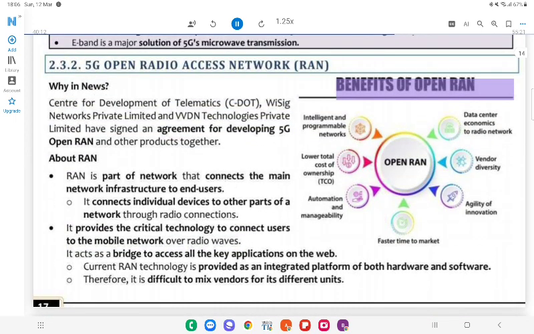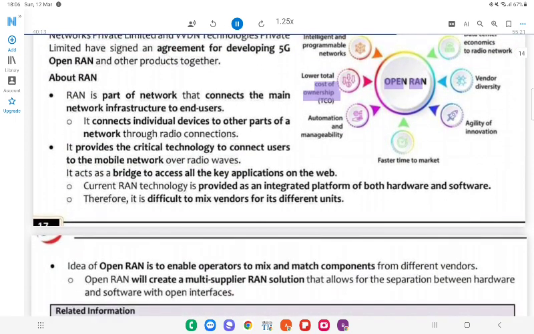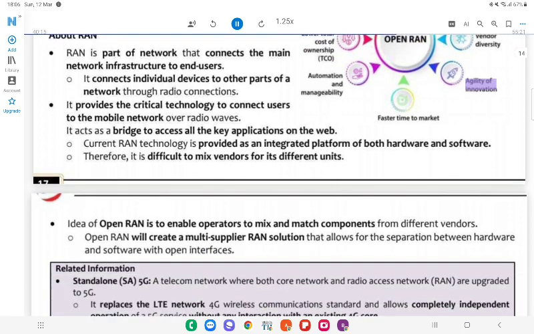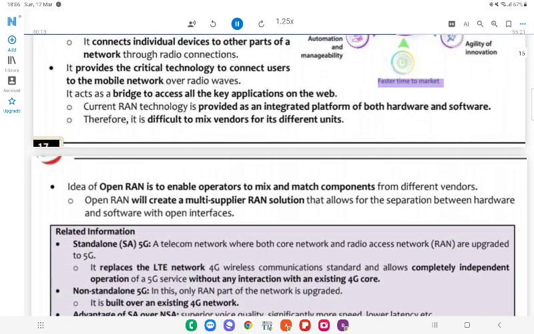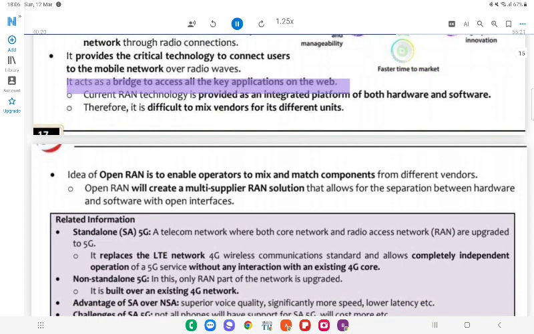Benefits of Open RAN: data center, lower cost of ownership, agility, manageability, innovation, faster time to market. It acts as a bridge to access all the key applications on the web.